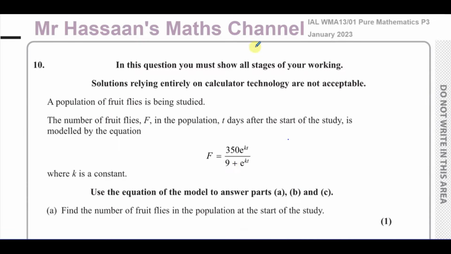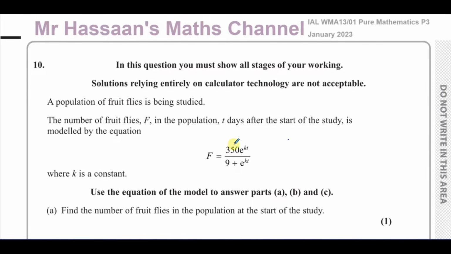I'm now answering the final question from the January 2023 Pure Mathematics P3 exam for the International A-Level Edexcel. This is question number 10, about a population of fruit flies which is being studied. The number of fruit flies F in the population T days after the start of the study is modeled by this equation: F equals 350 e to the power of kt over 9 plus e to the power of kt, where k is a constant. Use the equation of this model to answer parts A, B, and C.